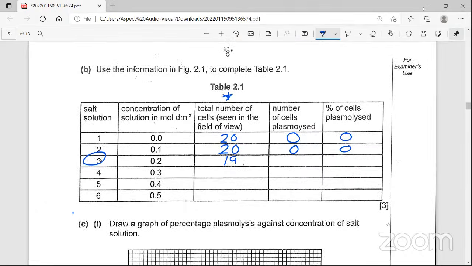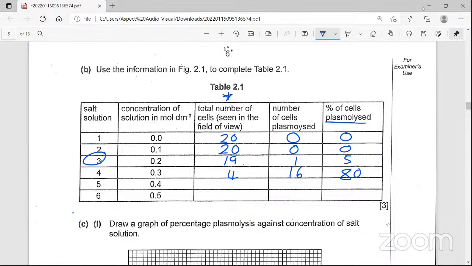And then number of cells plasmolized? And then percentage? 5%. Right. Solution 4, how many are plasmolized? 16. The percentage? 20%? How is it 20%? 16 out of 20. You're looking at the percentage of cells plasmolized. 80%. Thank you. Guys, your maths needs work.